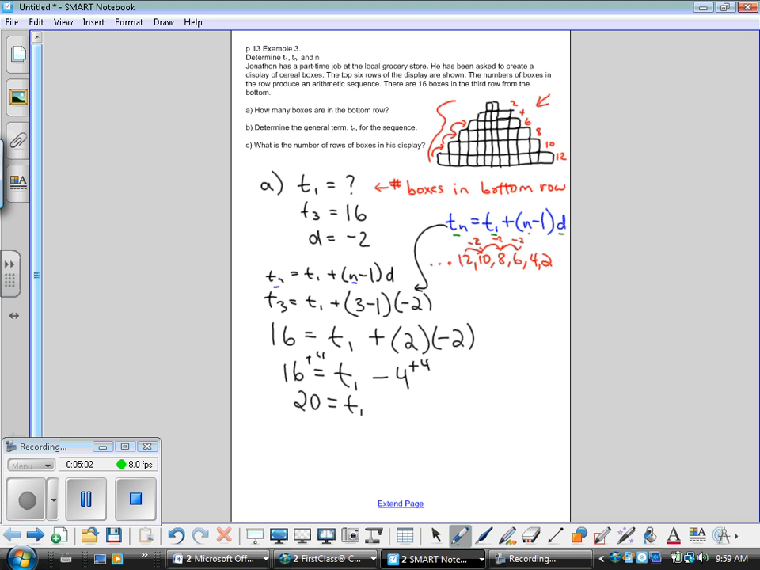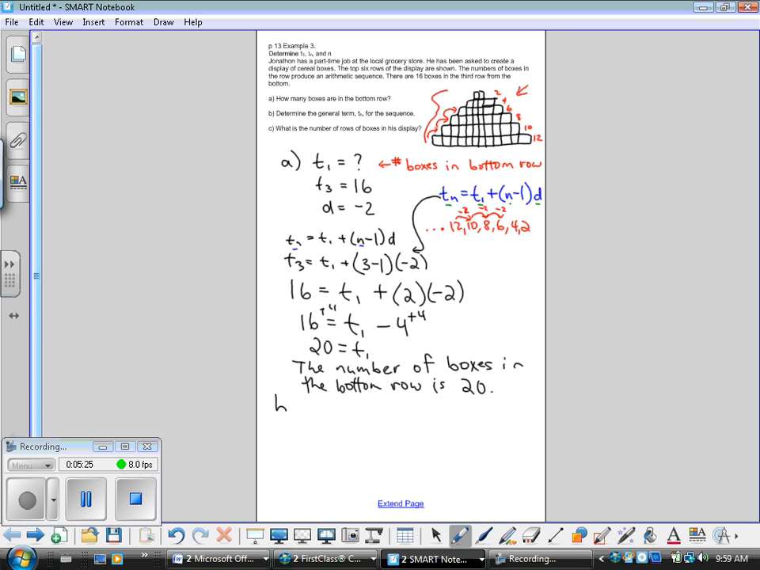Okay, so we know that the number of boxes in the bottom row is 20. Okay, let's see if we can get the rest of this done in a reasonable amount of time so this video doesn't get too long.